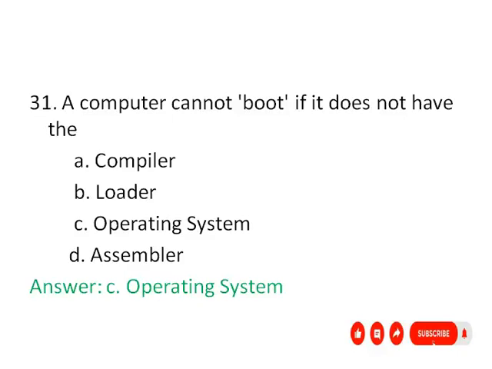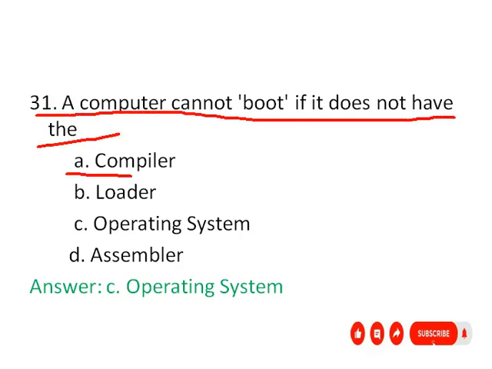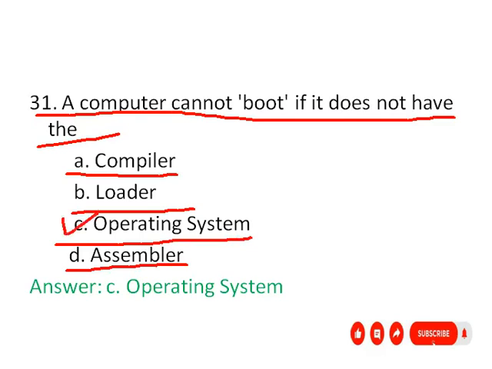Here we are discussing some important questions of computer basic sections. The first question is: a computer cannot boot if it does not have option A compiler, option B loader, option C operating system, and option D assembler. So here the correct answer is option C, operating system.